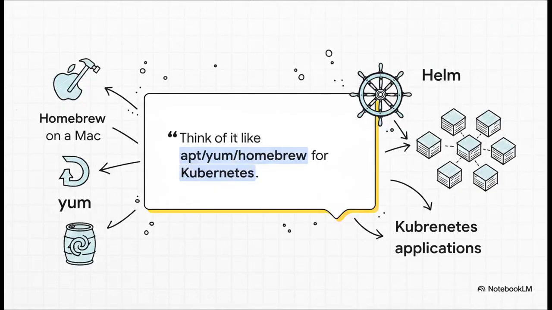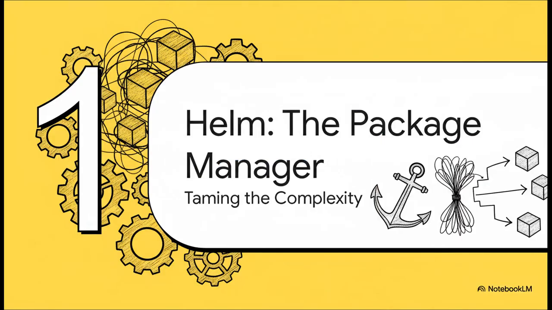So what's the fix? Well, this slide nails the single best way to think about it. You know how you use Homebrew on a Mac or apt on Debian to install some complicated piece of software with just one command? Helm does that exact same thing, but for applications running on Kubernetes. And that brings us right to Helm. It's this fantastic open source tool built to streamline how you install and manage even the most complex Kubernetes applications. Its entire reason for being is to tame all that complexity we were just talking about.